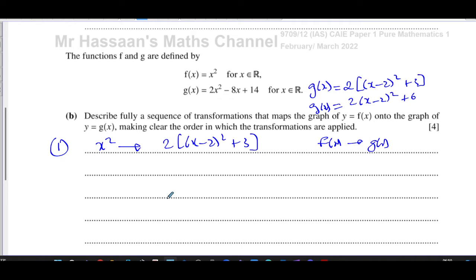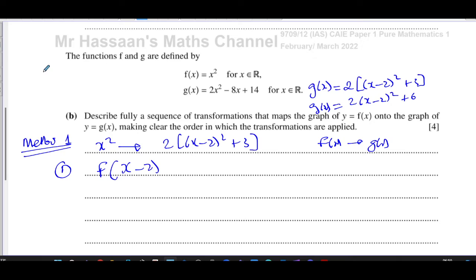What happens to f of x? Well, the first thing that happens to f of x, the original function, okay, I'm going to show method one. Method one, okay. So the first transformation that takes place is that the x has been replaced by x minus 2.